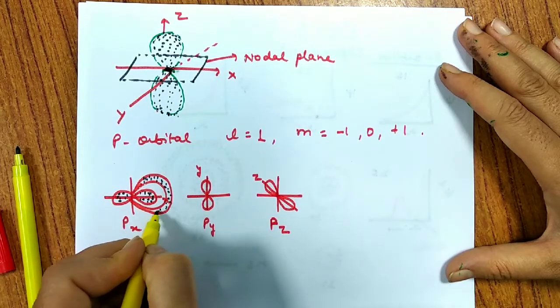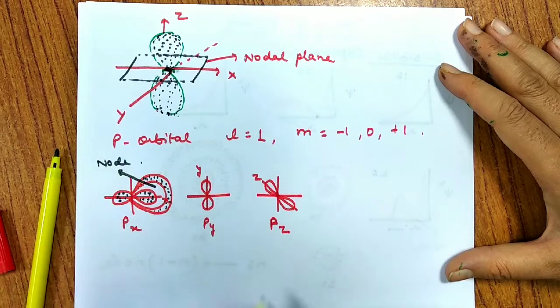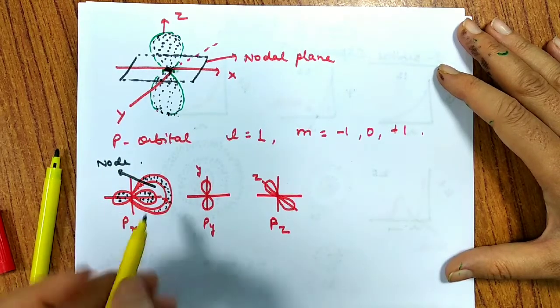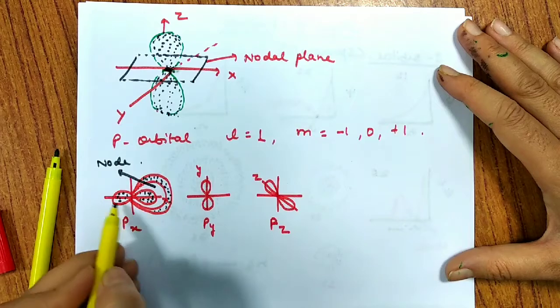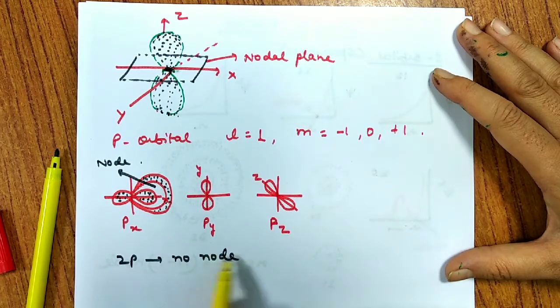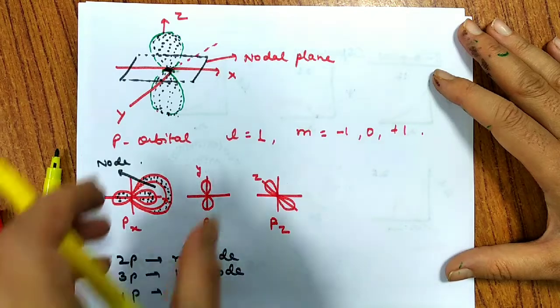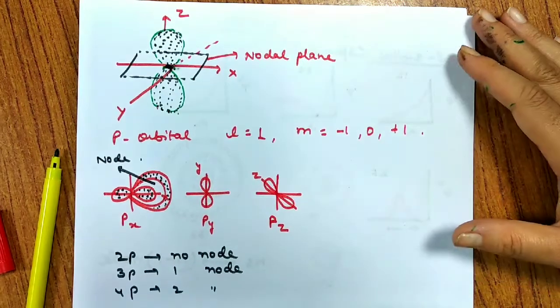So between 2p and 3p again we are having a region where no electron is present, and we call it a node. So in 2p we don't have any node, but in 3p we have one node. So 2p no node, 3p we have one node. Similarly in 4p we have two nodes and so on. So this is how we can find the number of nodes in these orbitals.